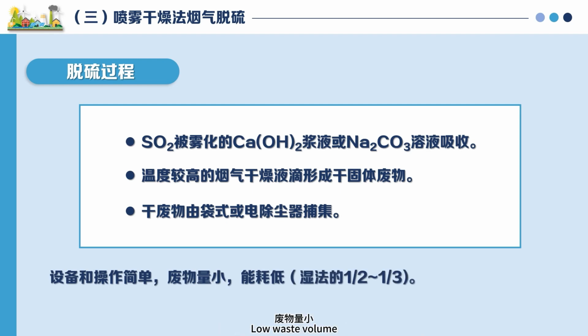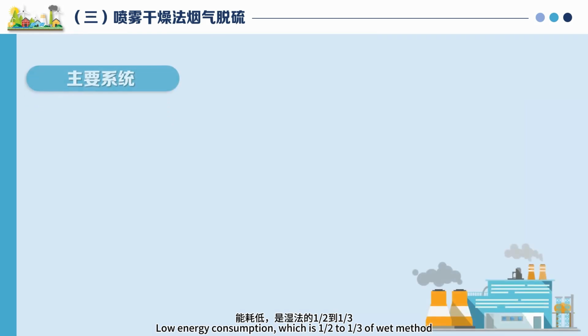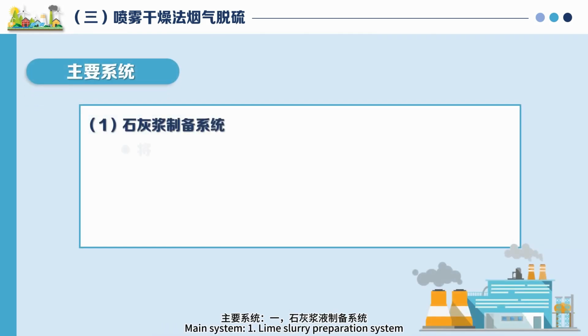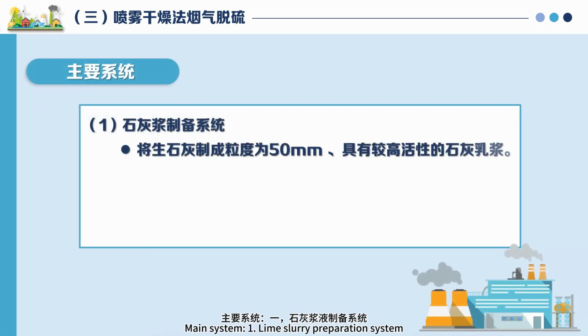Low waste volume, lower energy consumption, which is half to one-third of the wet method. Main system. 1. Lime slurry preparation system. Produce lime with a particle size of 50 mm. Lime emulsion with high activity.